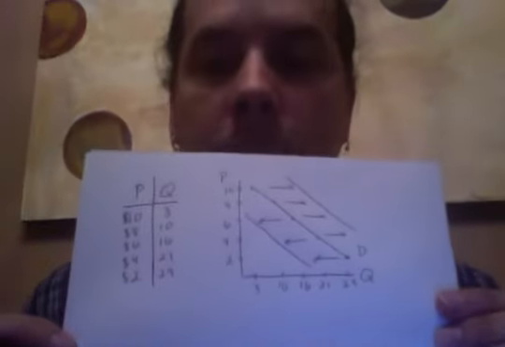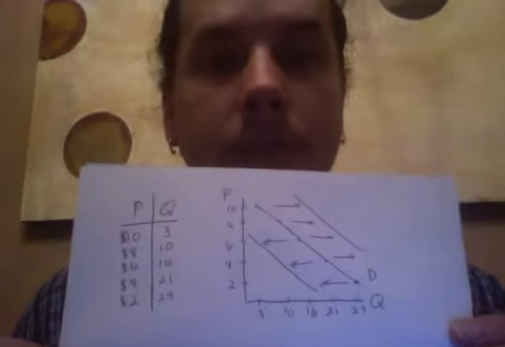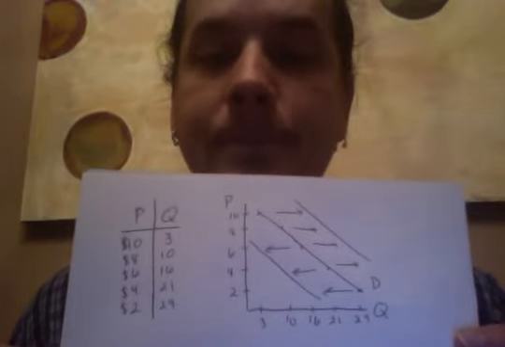Alternatively, if we saw a decrease in income, we would see that at every price, the quantity demanded would decrease. And so if we were to redo the experiment and replot all of those points, we would see that the demand curve would shift to the left. Demand would decrease. Okay?